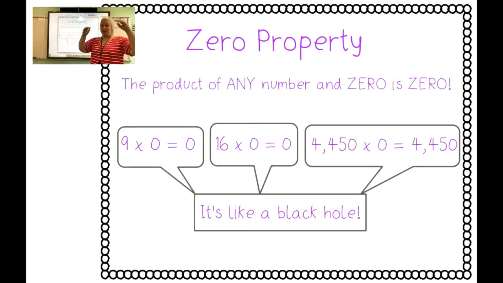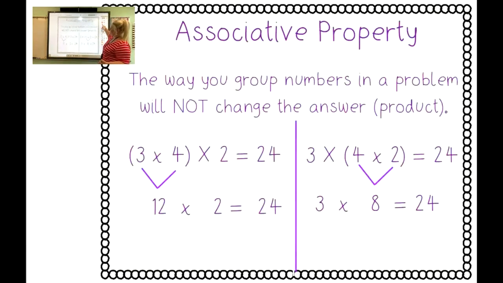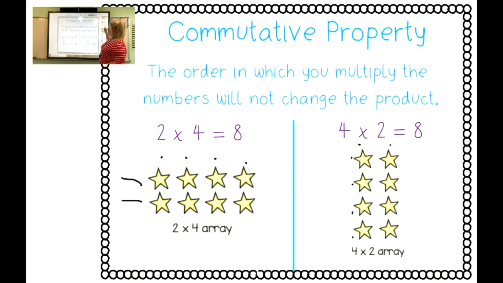4,450 times 0 is 0. That's exactly right. So let's run back through these again. The associative property, use your parentheses like a hug. You're hugging different numbers. Your answers will always be the same.